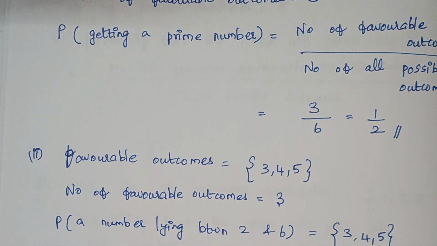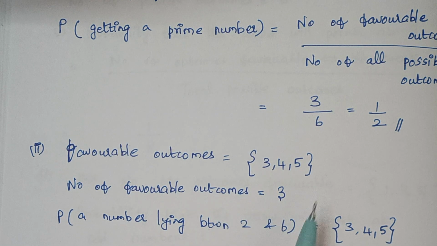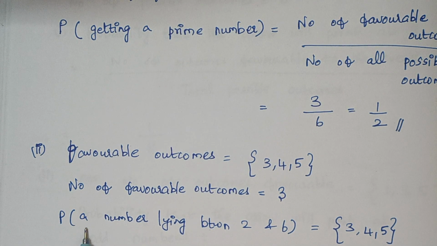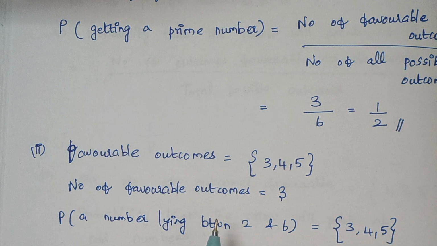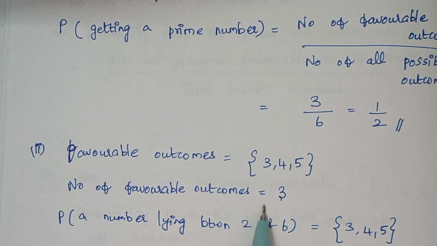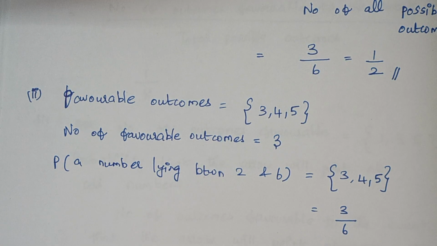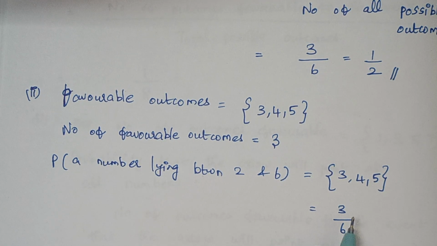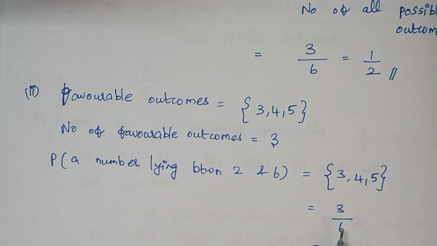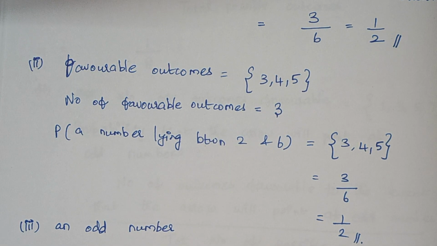So the probability of a number lying between 2 and 6, right? Among these 3 numbers, we will be selecting any one. That is the meaning. Okay, we are going to pick a number between 2 and 6. So how many numbers do we have between 2 and 6? We have 3, 4, 5. So when you count, we have 3 numbers. Therefore, probability is number of favorable outcomes divided by total number of outcomes. Here the number of favorable outcomes is 3 and the total number of outcomes is 6. So 3 by 6, which is 1 by 2. Right. Now we will move to the third part.